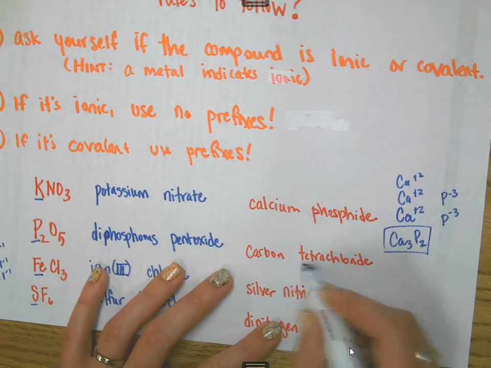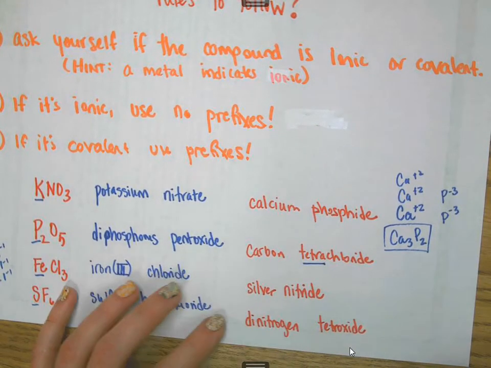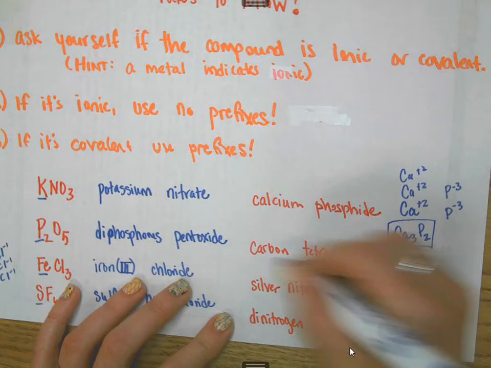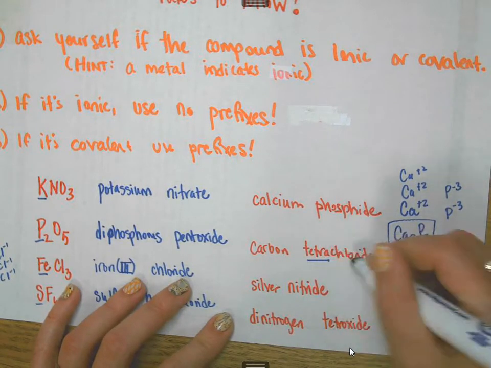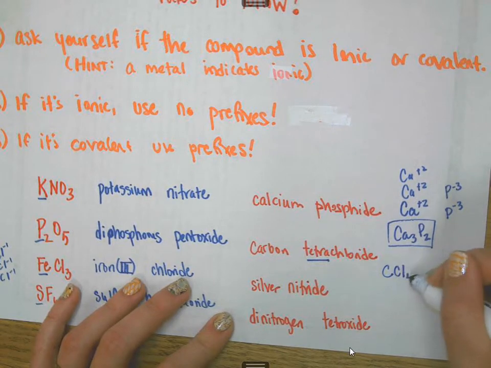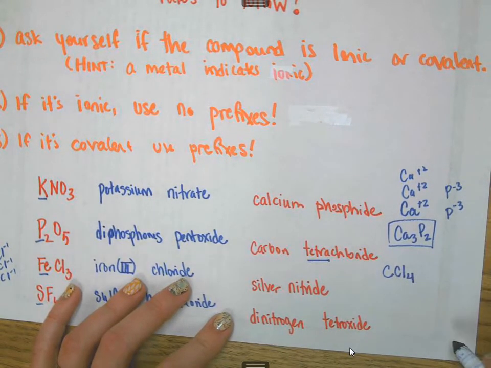Carbon tetrachloride. As soon as I see the tetra, I don't need to do any kind of work. I just go to interpreting. Carbon is C. There's nothing with it, so it's just one of them. Tetra means 4, so there's 4 chlorines, carbon tetrachloride.